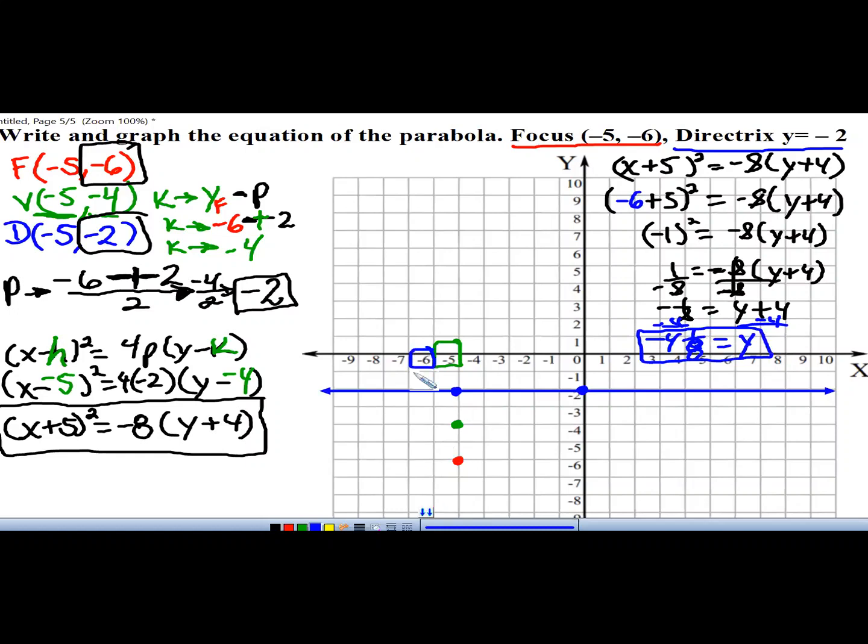So what is my coordinate when x is -6? When x is -6, my y is -4 and 1/8. So -6, -4 and 1/8. Okay, there it is.